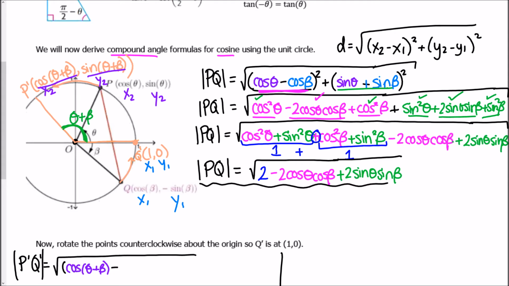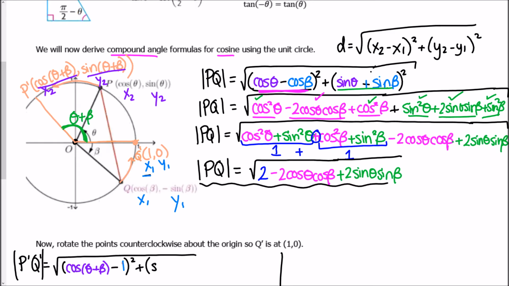So here we know that this is a 1 right here. And then I'm going to do this in blue so we can see where this is coming from right here. So I'm going to say minus 1, and then I'm going to square that, okay? Plus, and then I'm going to do the same thing for y2 minus y1, and we know that y2 is sine theta plus beta.